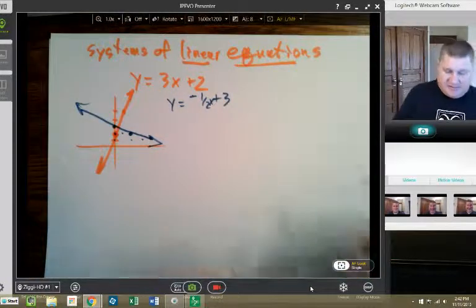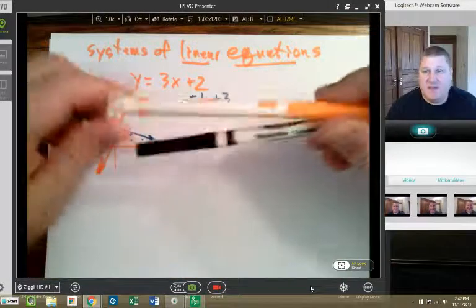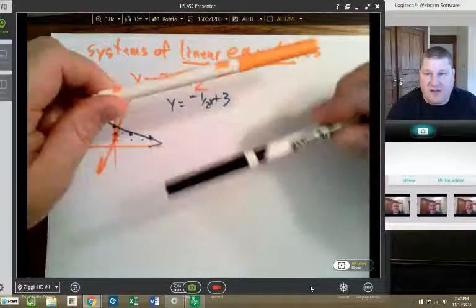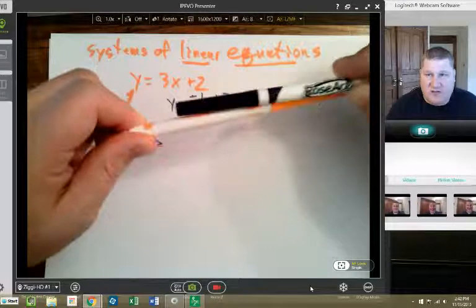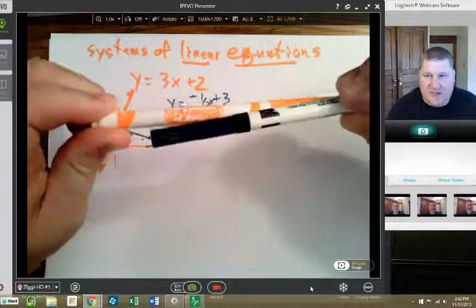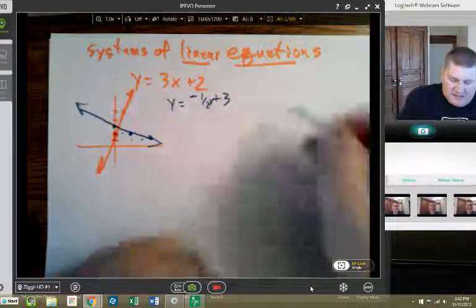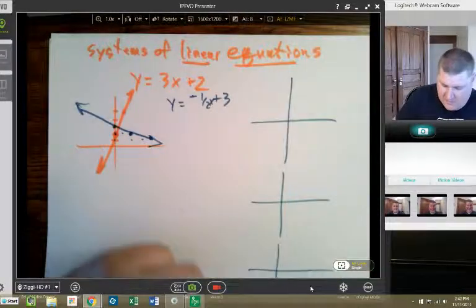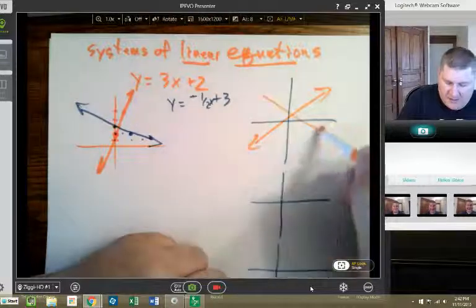But there are a couple different types of systems because there are a couple of different ways lines can be related. I can have lines that cross. That would be crossing once. I could have lines that are parallel. And I could have lines that are actually on top of each other, where they are the same exact line right on top of each other. So in that case, we could have a system that looks like this. One line here, one line here.